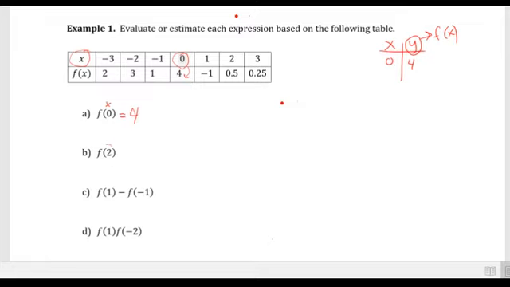So here our x is 2, so we look for 2, and our y value is going to be equal to 0.5. And then for this one here, we have f of 1, which is negative 1, minus f of negative 1, which is also 1, and that's going to be equal to negative 1 minus 1 is equal to negative 2. So let's try the next one. F of 1 is negative 1, and f of negative 2 is 3. So negative 1 times 3 is going to be equal to negative 3.